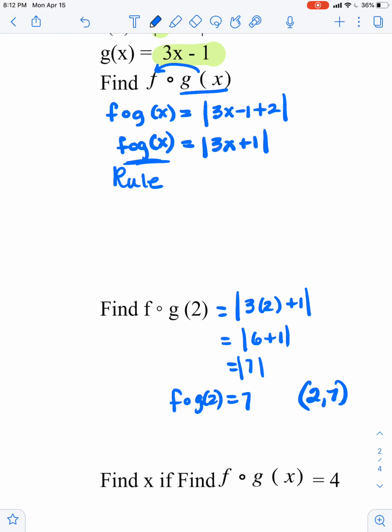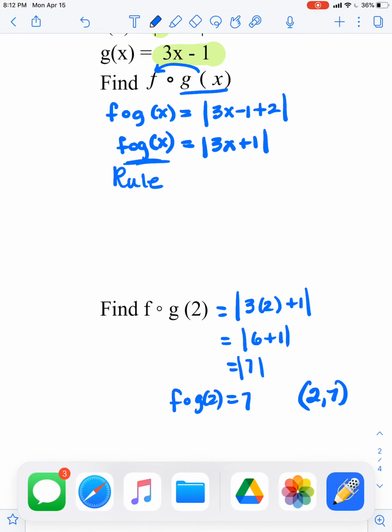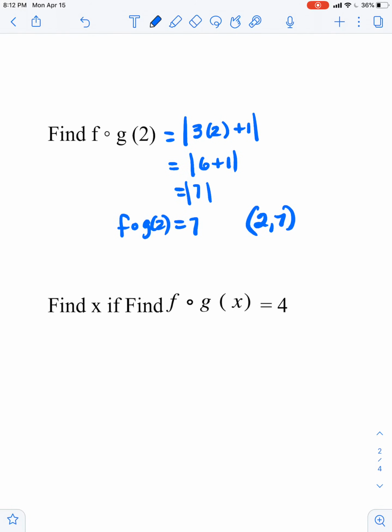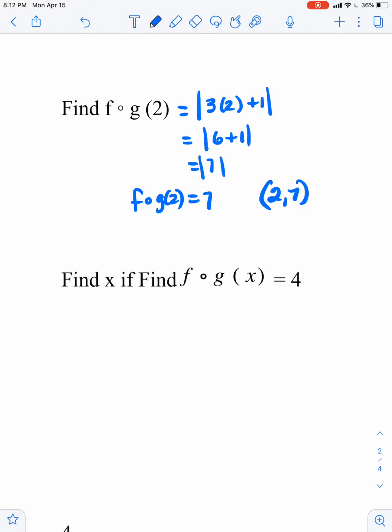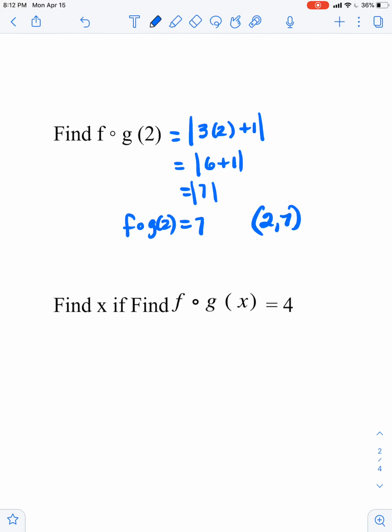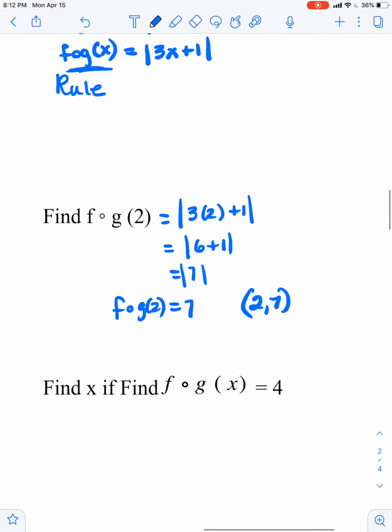Okay? And our last one. Again, this time now, whoops, this time it is in the equal position. Okay? So we're going to take our equation and set it equal to 4. Okay? Because now it's saying that function we found, which is this, is now equal to 4. So now we have this absolute value equation.